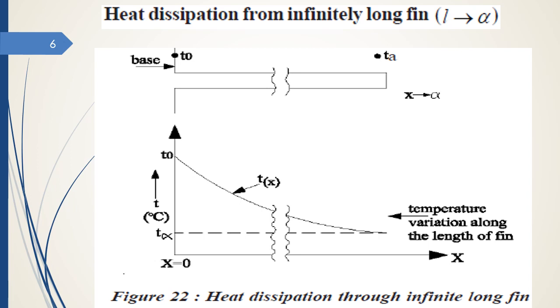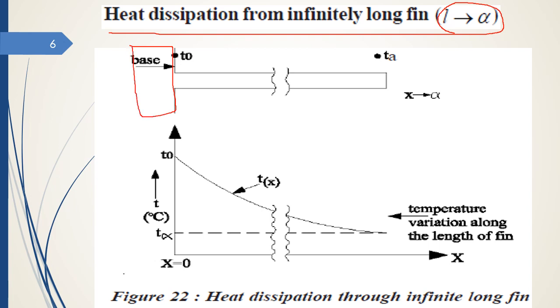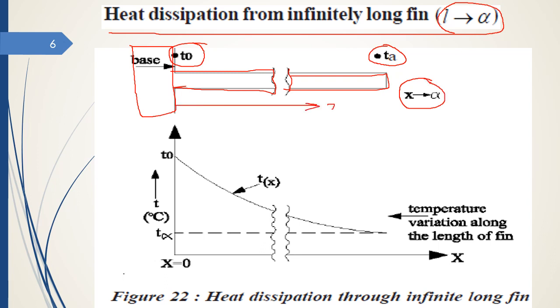So now let us consider the case of heat dissipation from infinite long fin, that is L tends to infinite. You can say this is the base, and over the base this infinite long fin is attached. Here T0 is the base temperature, and Ta is the air or surrounding fluid temperature. This length x tends to infinite.